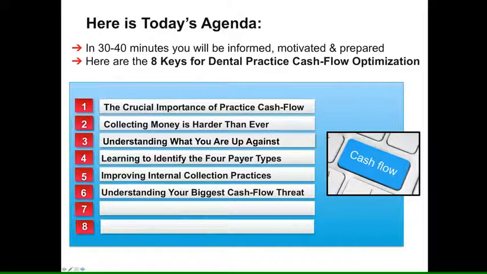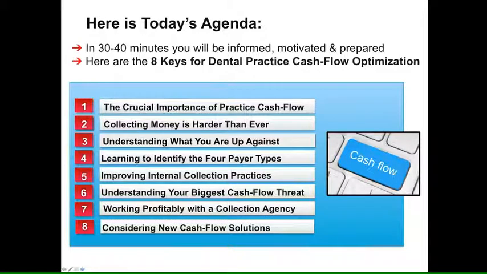Number 6 is understanding the biggest cash flow threat that's out there for us. It may not be what we think it is. Number 7 is working profitably with a collection agency. Number 8 is considering some new cash flow solutions that other dental practices are leveraging to improve their results.